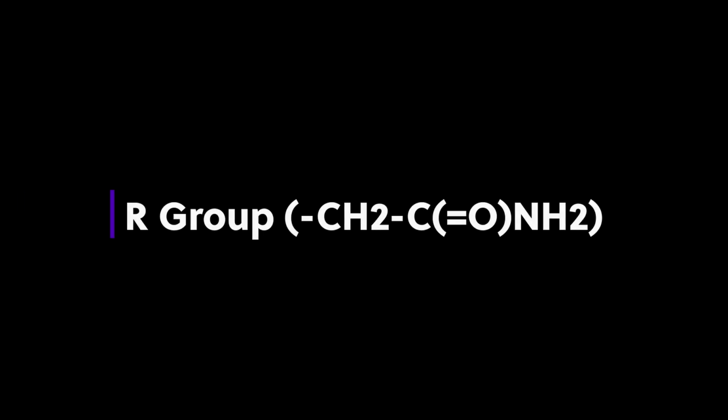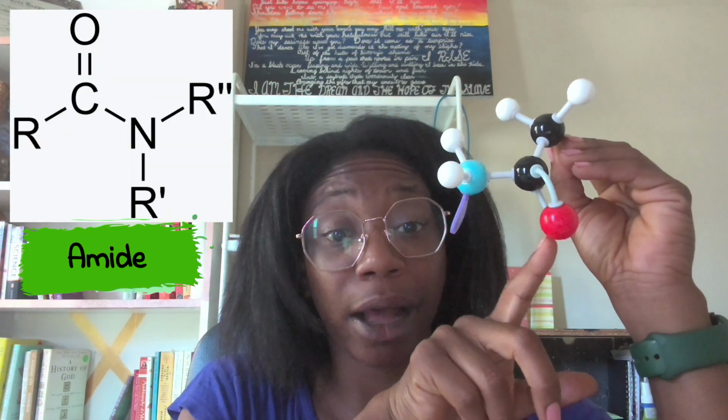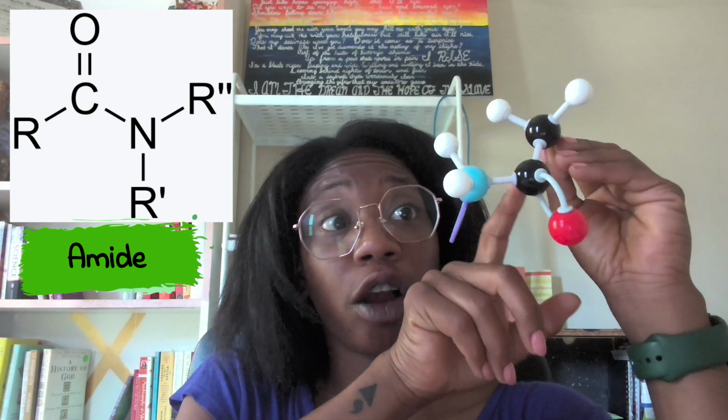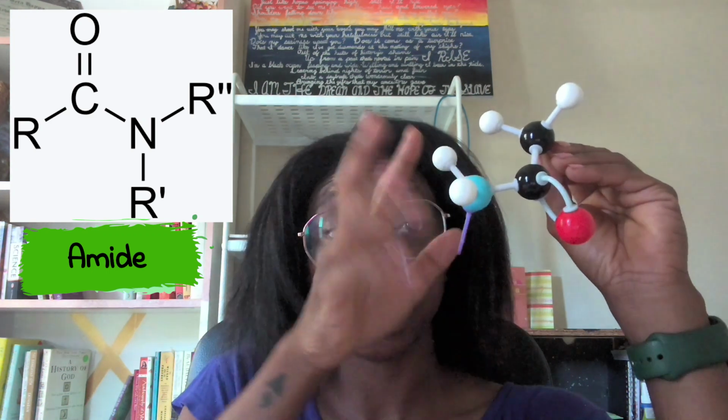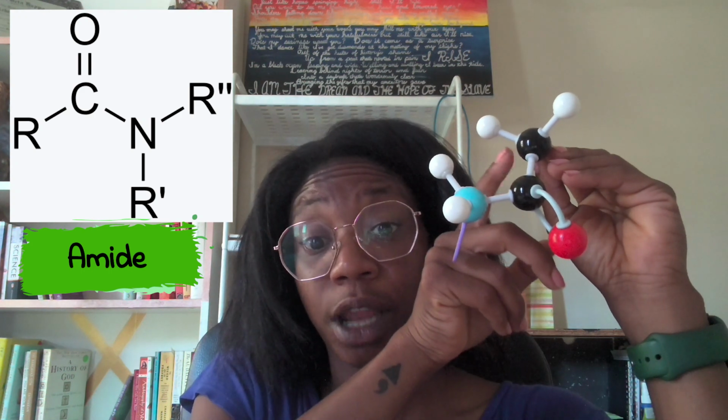Now let's talk about the R group. The R group for asparagine is known as an amide group because you've got a carbon that's double bound to an oxygen. That carbon is also going to be attached to a nitrogen that's attached to 2 other things, and that carbon is also going to be attached to another R group, in this case, another carbon. So this is considered an amide.